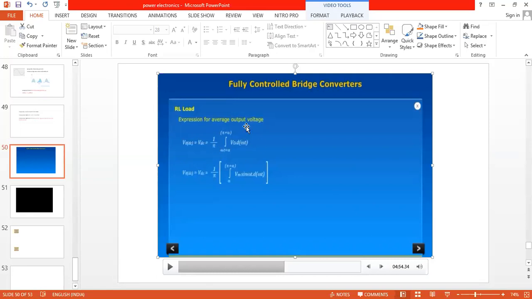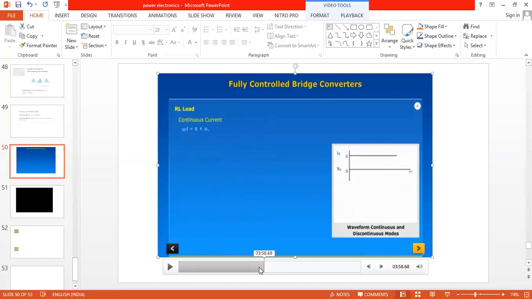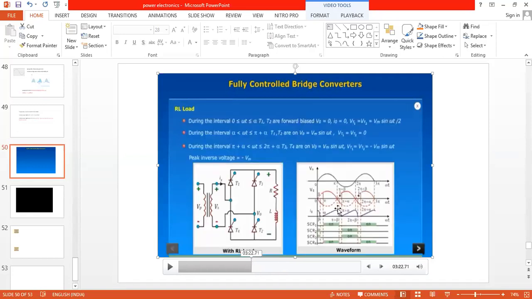For the RL load, let us come back to this basic graph. If you see, it is from alpha to pi plus alpha, alpha to beta. For the RL load, the current starts from alpha and becomes exactly zero at beta. Beta is equal to pi plus alpha, it is not pi. So what are the limits for the inductive load? Alpha to pi plus alpha, or alpha to beta.